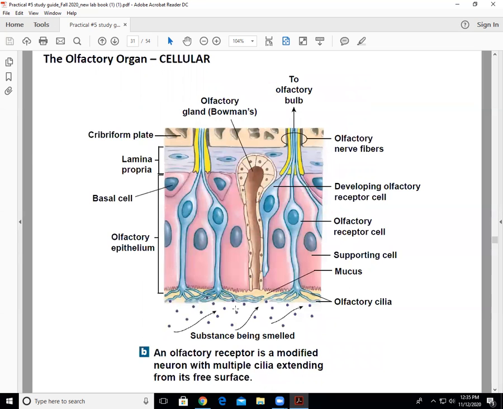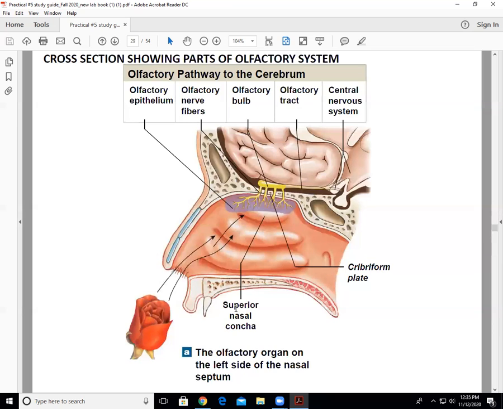Okay. Now we'll get to olfaction. So with olfaction, the pathway to get to your cerebrum in your brain, you've got something you're smelling and odorants getting into your nasal cavity. This is your conchae, superior nasal conchae. Here, near that, you've got the olfactory epithelium, where your olfactory receptors are.